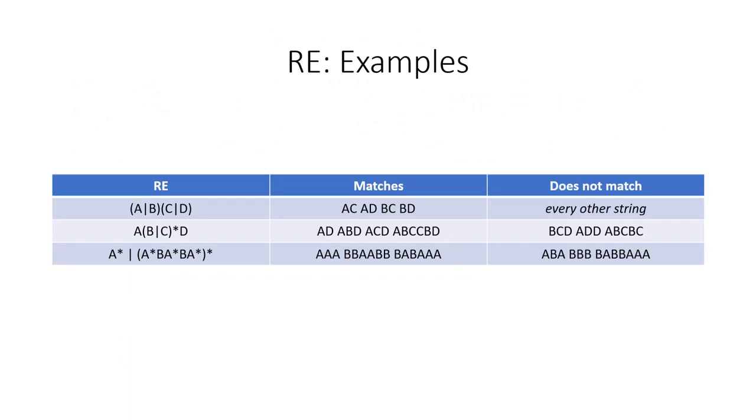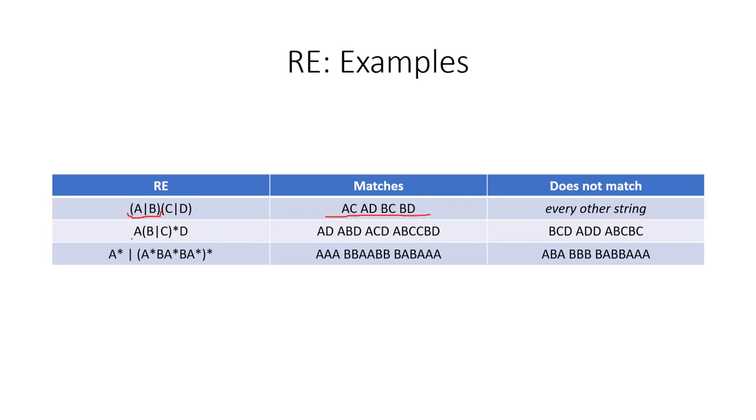Even more examples. Here we say that we have two parentheses. In the first parenthesis we have A or B. In the second parenthesis we have C or D. So this one would satisfy our condition.